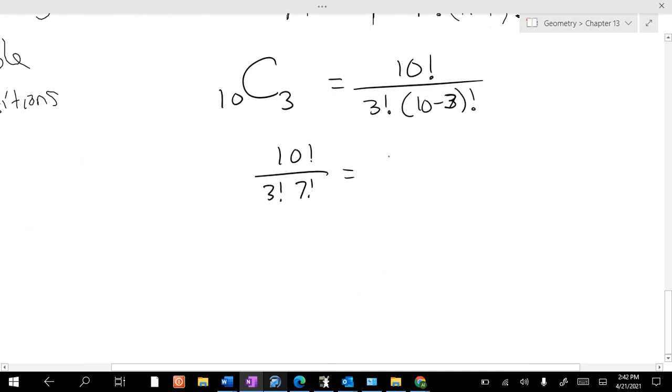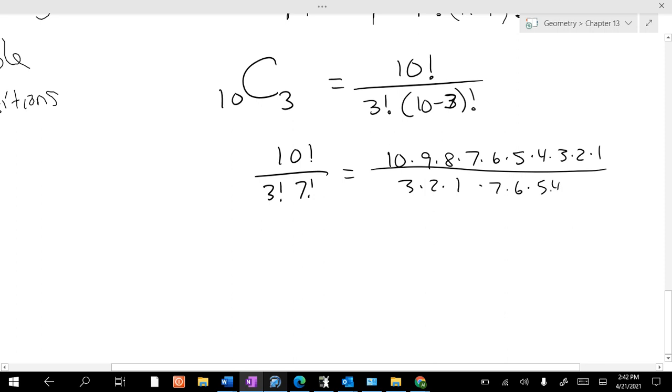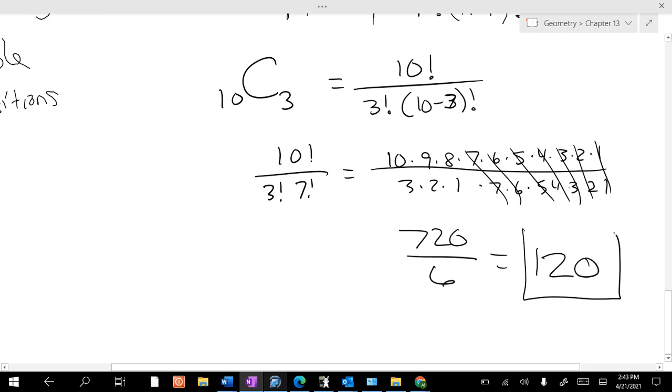All right, let's write out 10 factorial again. 10 times 9 times 8 times 7 times 6 times 5 times 4 times 3 times 2 times 1 over 3 times 2 times 1 times 7 times 6 times 5 times 4 times 3 times 2 times 1. Can I do any canceling? The 1s, the 2s, the 3s, the 4s, the 5s, the 6s, the 7s. So it's 10 times 9 times 8 over 3 times 2 times 1. Well, that's 720. This is 6. 720 divided by 6 is 120. Okay?